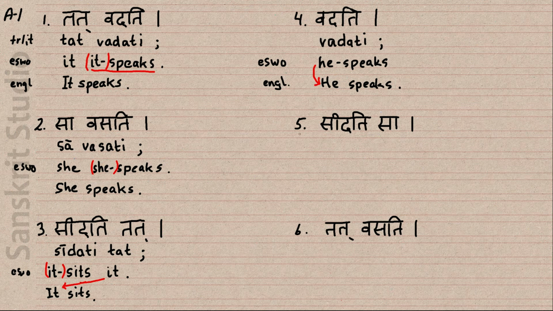Alright, so let's take number 5. We do our transliteration. Vadati, sa. And we do our SWO. She speaks. She. And our English becomes she speaks.